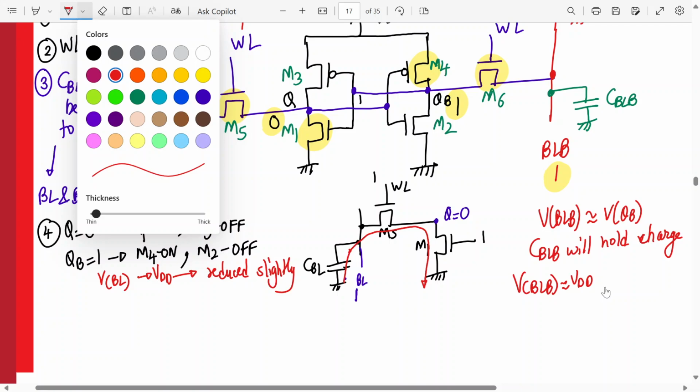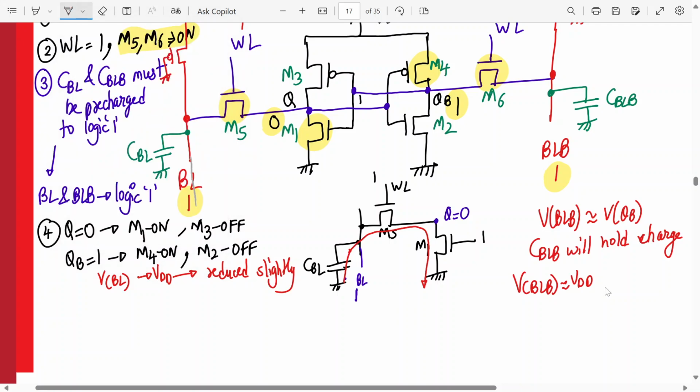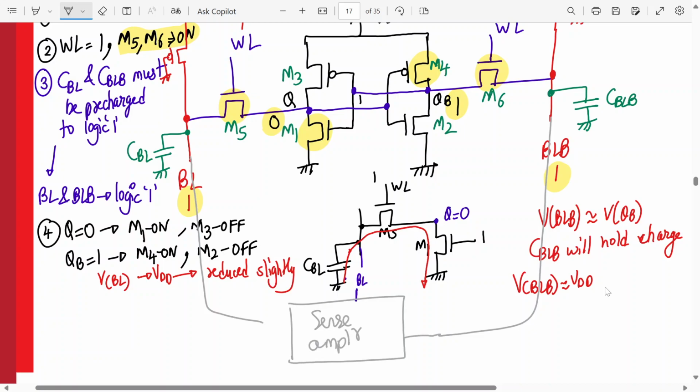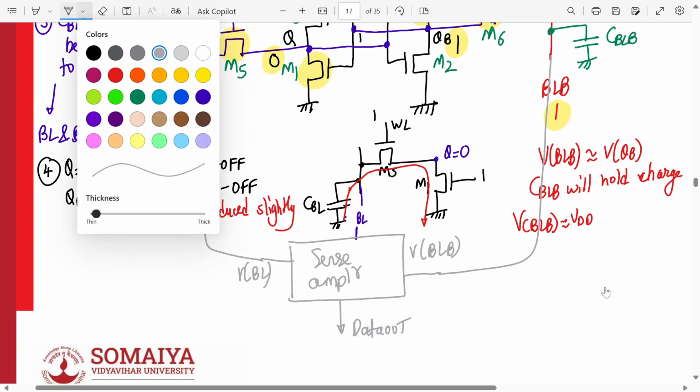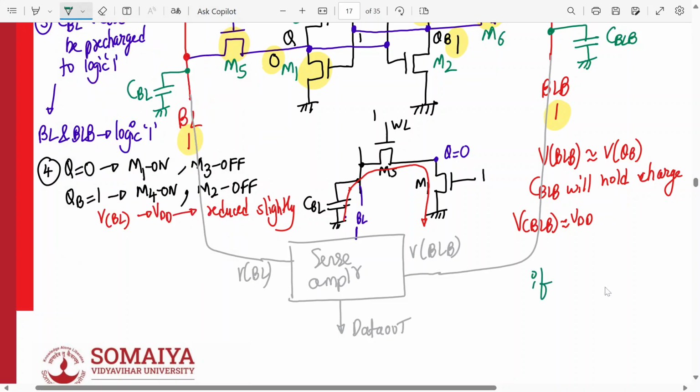We have to connect the sense amplifier. So what is a sense amplifier? We take this line over here and this line over here and connect them to the sense amplifier. So what does the sense amplifier do? This is the voltage at BL. This is the voltage at BLB. And it will give the data output. The sense amplifier will do two things. It senses the BL voltage and the BLB voltage.